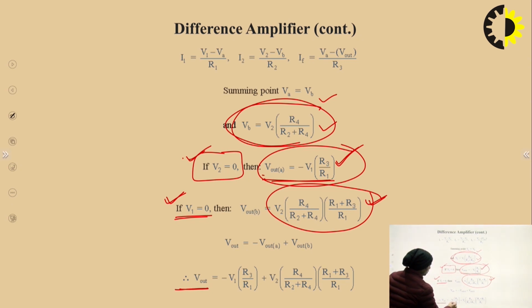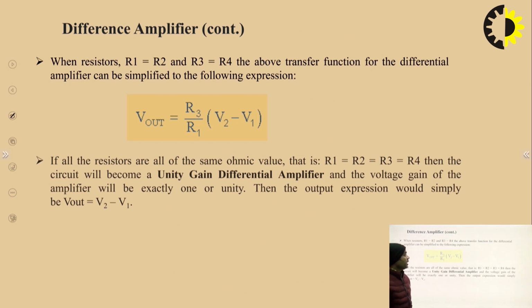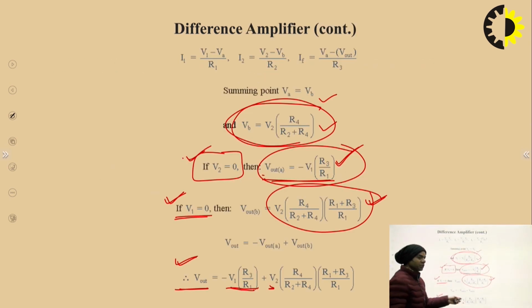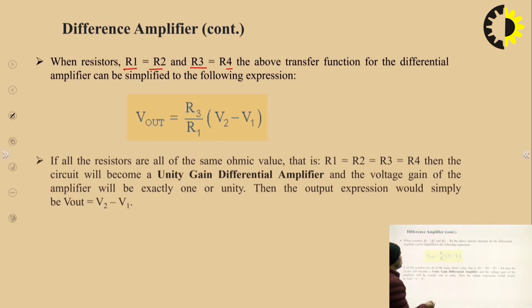So we will get the final output like this: minus V1 R3 upon R1 plus V2 into R4 upon R2 plus R4 multiplied by R1 plus R3 upon R1. So this is the final output of the difference amplifier if we are considering R1, R2, R3, R4 have different values. And if we consider R1 is equal to R2 and R3 is equal to R4, then this equation will be simplified to this: V output is equal to R3 upon R1 times V2 minus V1.